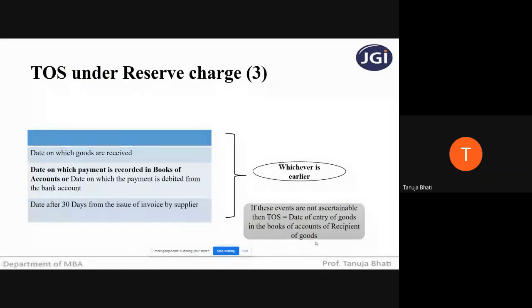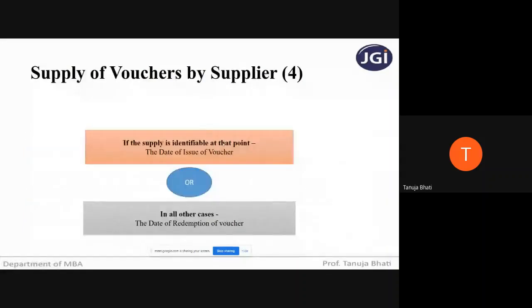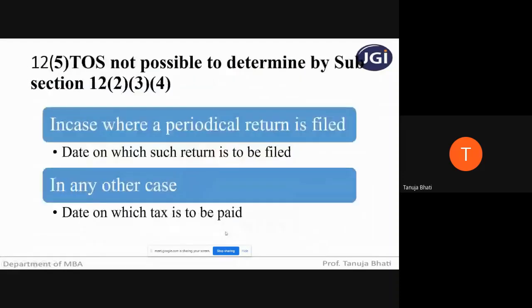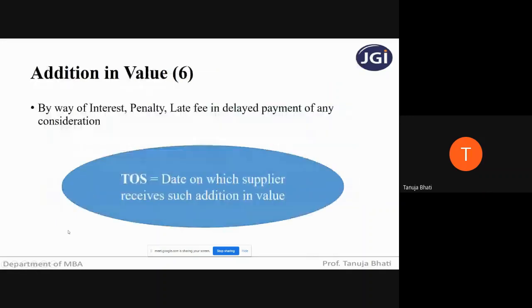Next, time of supply of vouchers by the supplier. If the supply is identifiable at the point of issue of voucher, it is the date of issue of voucher, and in all other cases, the date of redemption of voucher. Now, if it is not possible to determine the time of supply under sections 2, 3, 4, that is under forward charge, reverse charge, and vouchers, then you have to apply section 12 subsection 5, which says that where a periodical return is filed, it is the date on which such return is filed, and in all other cases, the date on which tax is to be paid.